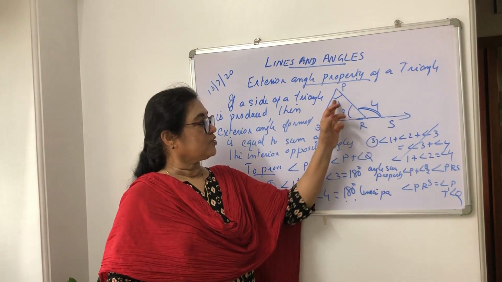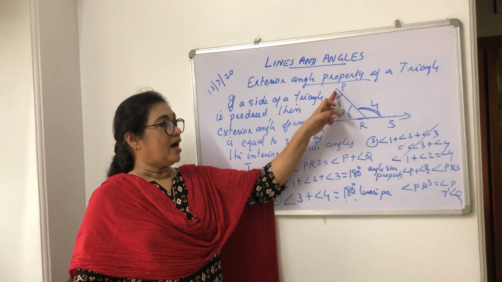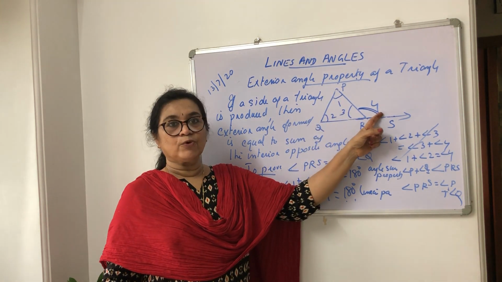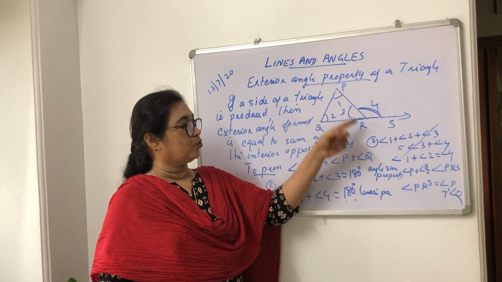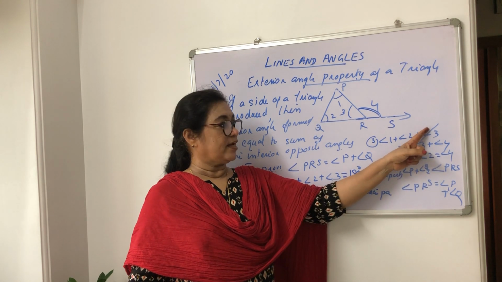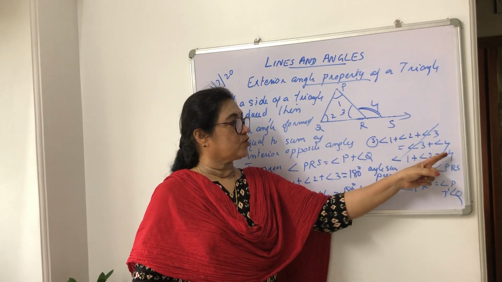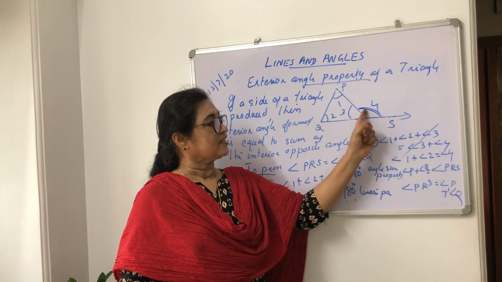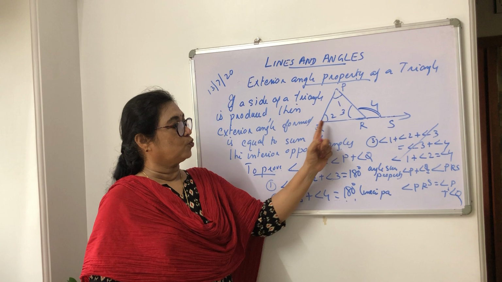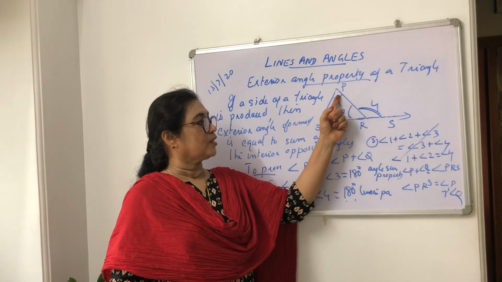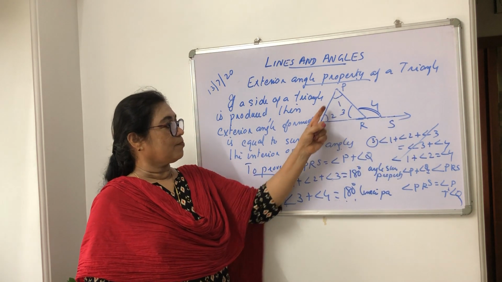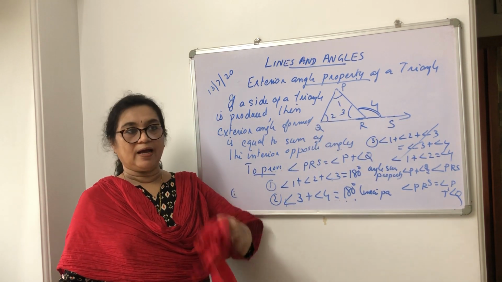So 1 plus 2 plus 3 is 180, angle sum property of a triangle. Angle 3 plus angle 4 is 180, linear pair. So both are equal: angle 1 plus 2 plus 3 equal to angle 3 plus 4. 3 and 3 cancel. Therefore 1 plus 2 is equal to 4. So angle 4 is PRS. This is equal to 1 plus 2, P plus Q. So angle PRS equal to angle P plus Q. Exterior angle is equal to the sum of the interior opposite angles.